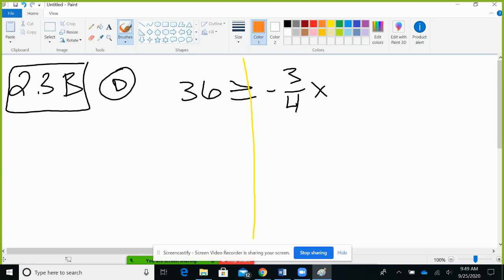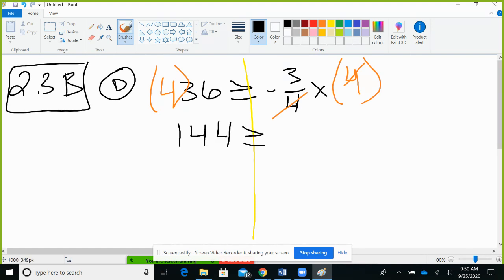All right, let's multiply both sides by 4. So that'll cancel that out, and I am left with, what is 4 times 36? Oh, great, you put me on the spot here. I think it's 144. That might be part of the problem. 144 equals negative 3x.